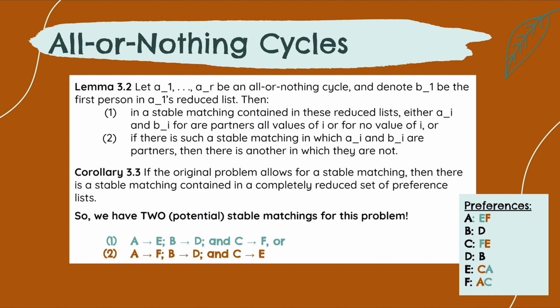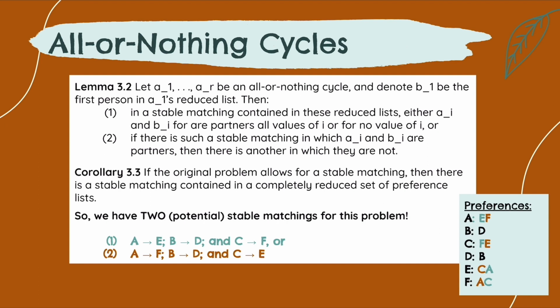So we can see this in the list of preferences where A, C, E, and F have multiple options. Each person has two different choices in their preference list, versus B and D, who only have each other. So B and D are the same for all values of I, whereas A, C, E, and F have a stable matching in which they are paired with one of their options and one in which they're paired with the other option. So we have two potential stable matchings for this problem: A with E, B with D, and C with F, or A with F, B with D, and C with E.